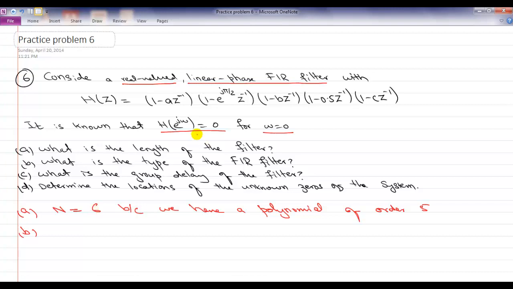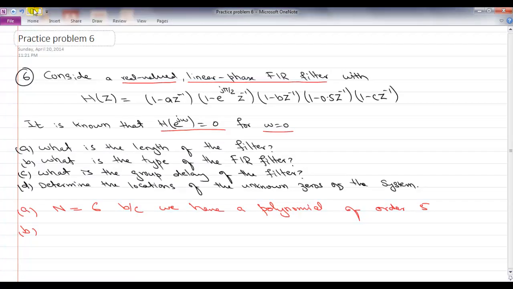Now we are given that it has a 0 at omega equal to 0. So since it has a 0 at z equal to 1 and it's only 1 zero, we are going to say that this is a type 4 FIR filter, which means that h[n] is antisymmetric.